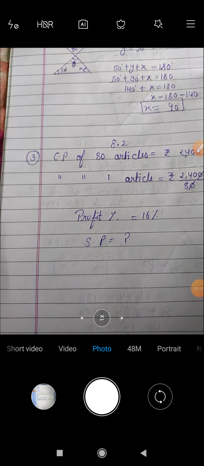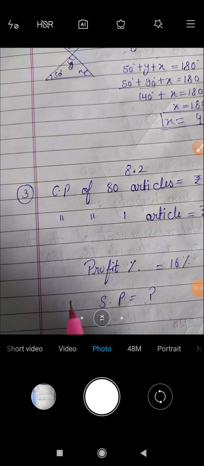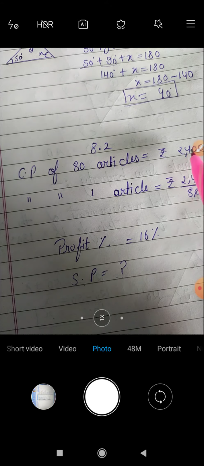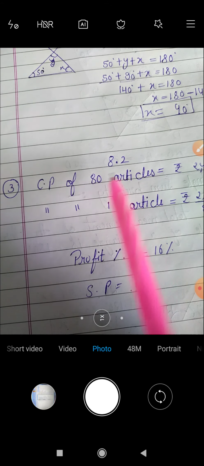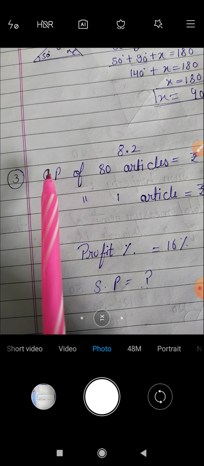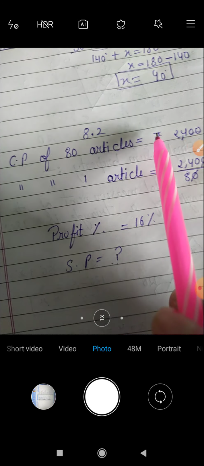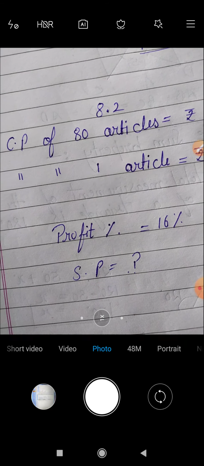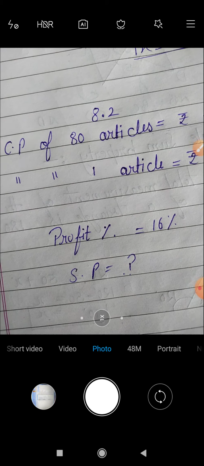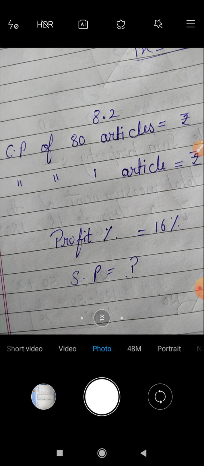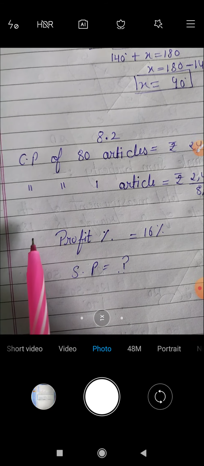It is given in the question that a shopkeeper buys 80 articles for rupees 2400. It means 2400 is the cost price of 80 articles. So first we write here: cost price of 80 articles is equal to rupees 2400. Since we have to find out the selling price of only one article, for this first we are going to find out the cost price of one article.